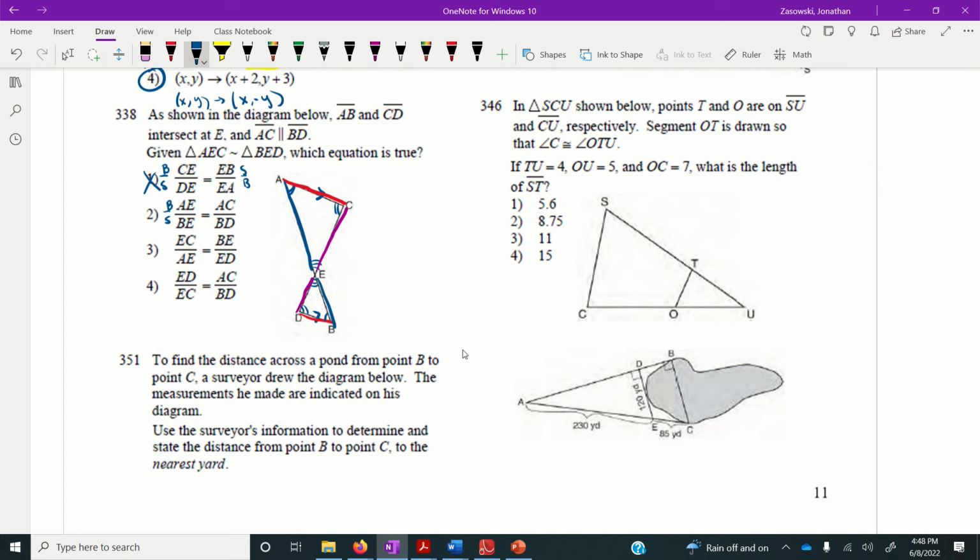AC over BD is also big over small, and we're comparing blue to blue, and then red to red. So this one would work. This would work, okay? If we look at the next one, let's see why this doesn't work.